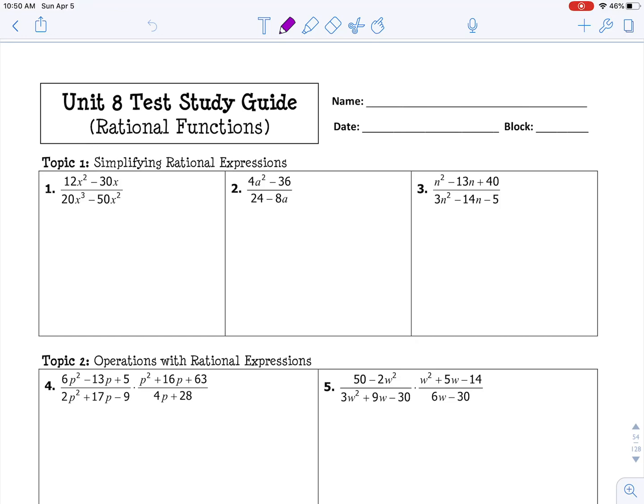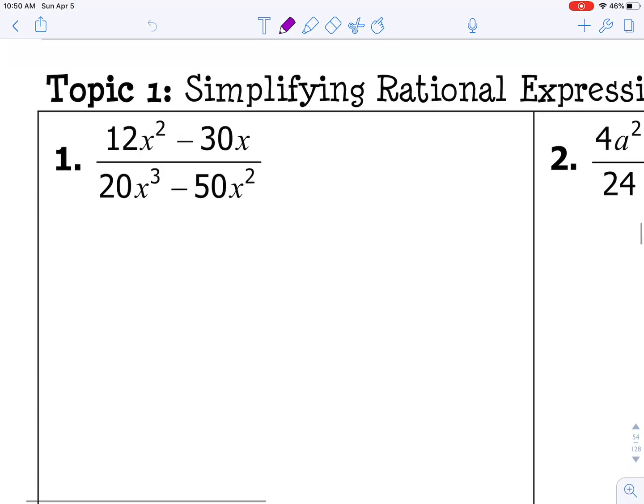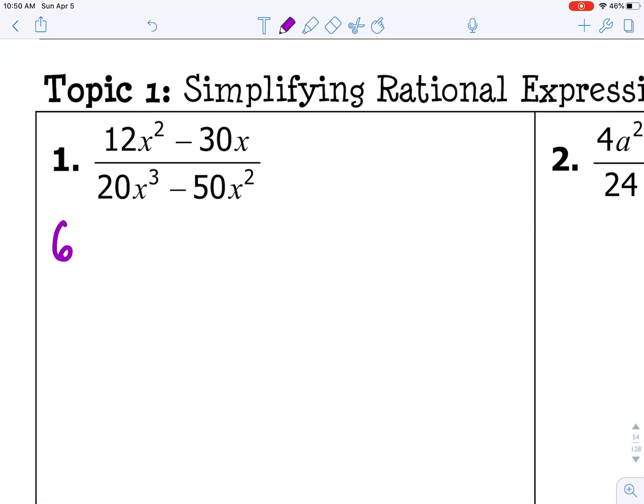So what you want to do when simplifying rational expressions, or even adding them together, is factor and simplify anything that you can. If I look at the numerator on number 1, I can tell that the greatest common factor of those two terms is 6, and they also have an x in common. Then I need to rewrite that as 2x minus 5, and those two are equivalent.